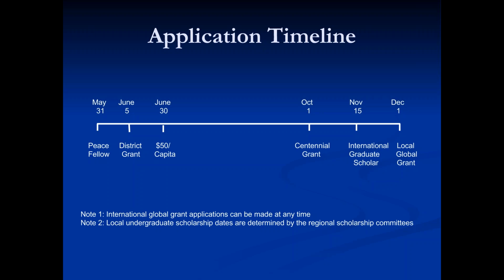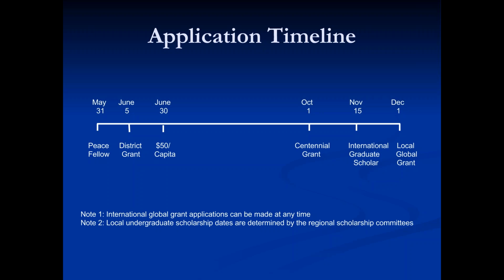Centennial grants, there is no per capita donation requirement, and the deadline for these is October 1st. November 15th is the deadline for the international graduate level scholarship. And finally, December 1st is the deadline for applications for the local global grant.